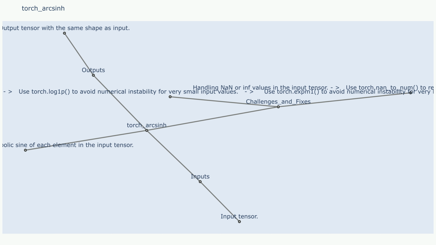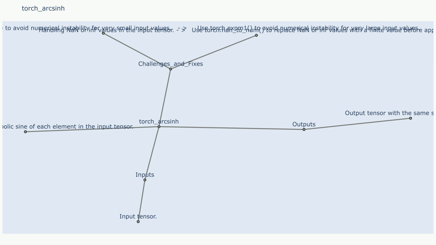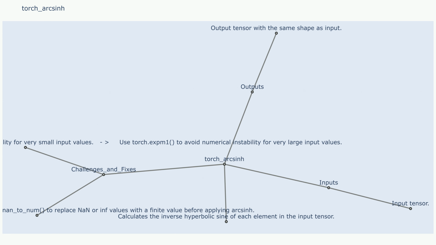Sample use case that resulted in challenge 1: input tensor torch.tensor([float('nan'), float('inf'), 1.0]). Fixes to challenge 1: the torch.arcsinh function handles these cases gracefully. It returns NaN for NaN inputs and inf for inf inputs.